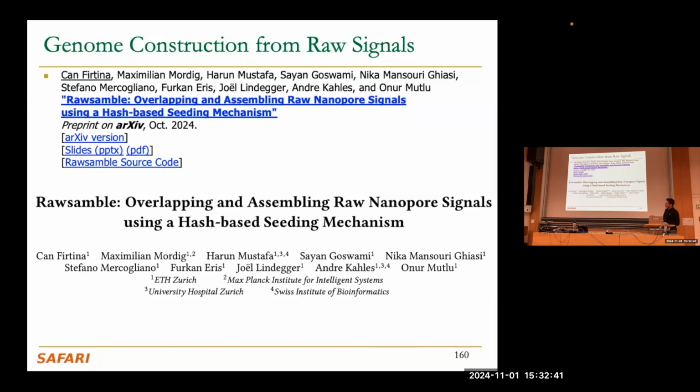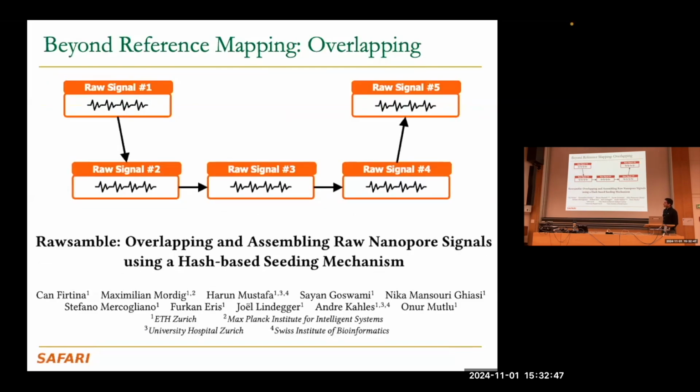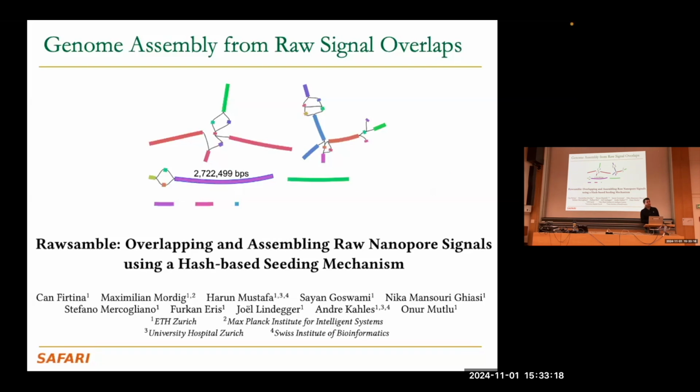And in RowSample, we try to tackle one part of this direction. Here, instead of mapping your raw signals to a reference genome, we map them to each other, because it may so happen that you don't know what the reference genome is. It may be unknown, maybe it's not generated, so it doesn't exist, or you just want to create the genome from scratch. The usual approach is to find overlaps between reads. We essentially transfer this idea to raw signal space, and we find the overlaps between electrical signals so that we can construct genomes directly from electrical signals without base calling.